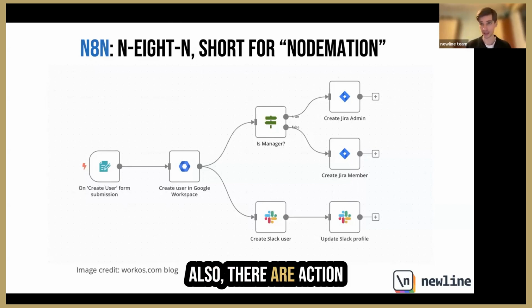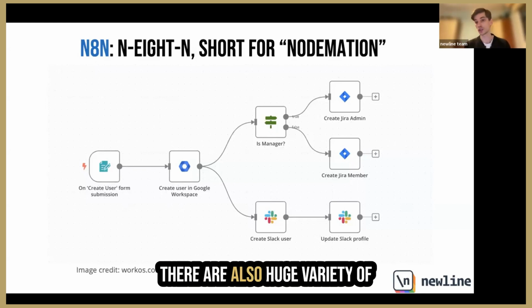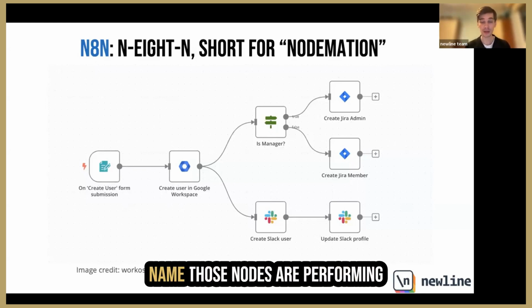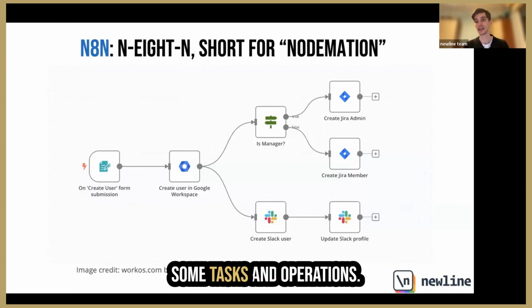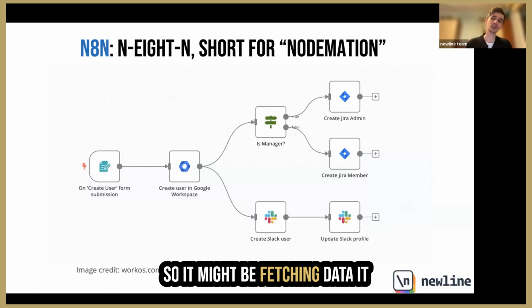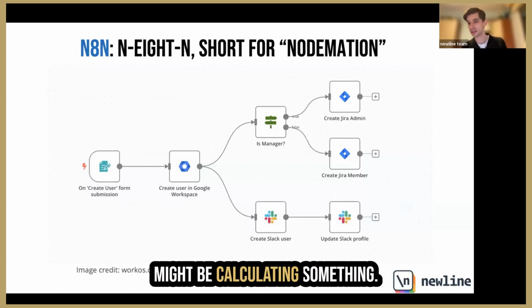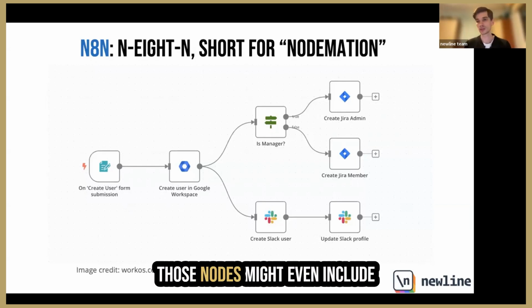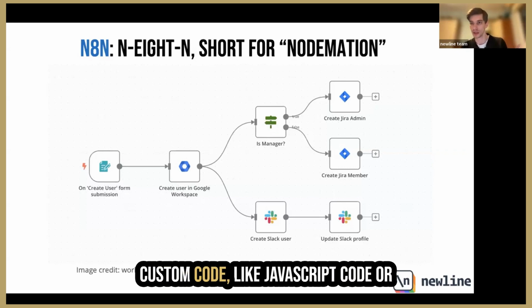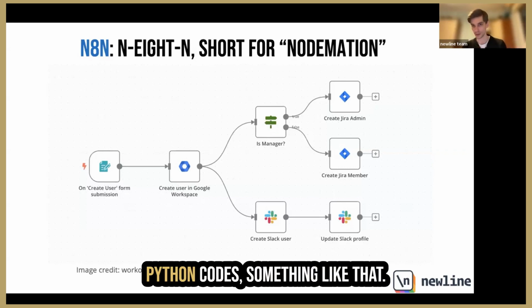Also, there are action nodes. There is also a huge variety of action nodes, and as you might have guessed from the name, those nodes are performing some tasks and operations. So it might be fetching data, it might be calculating something. Those nodes might even include custom code like JavaScript code or Python code, something like that.